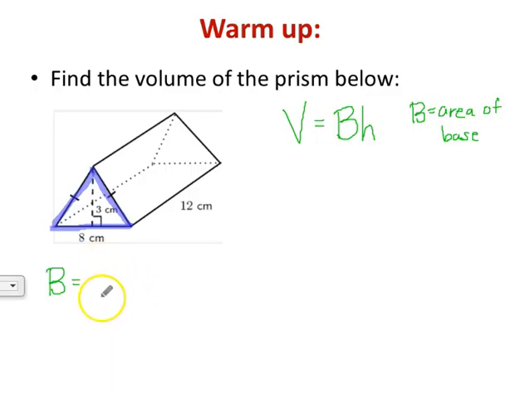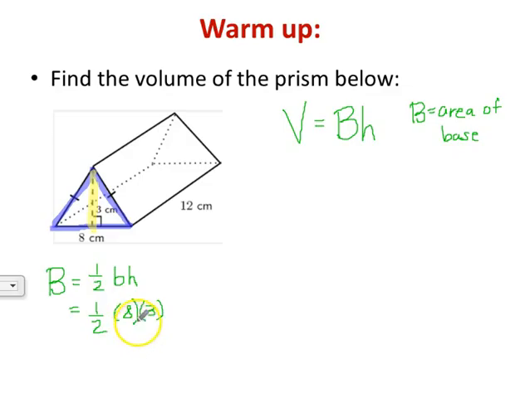So how do we find the area of a triangle? Remember that is 1/2 base times height. And what is the base of our triangle? That would be 8. And the height, remember the height of your triangle must form a 90-degree angle with the base. So that's going to be our height. It's going to be 3 centimeters. It must form that 90-degree angle with the base. So let's go ahead and do the math.